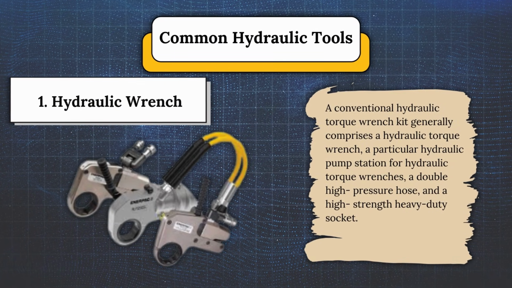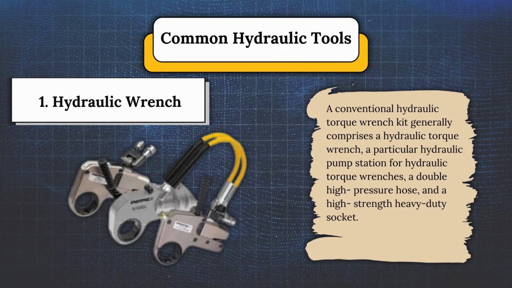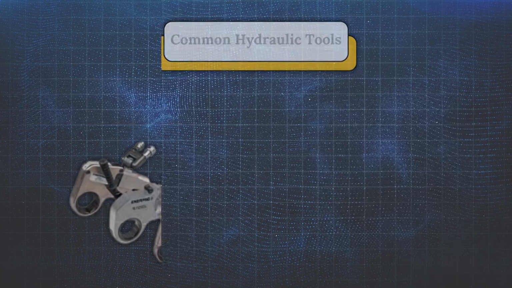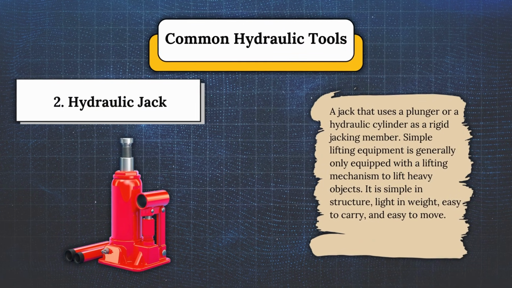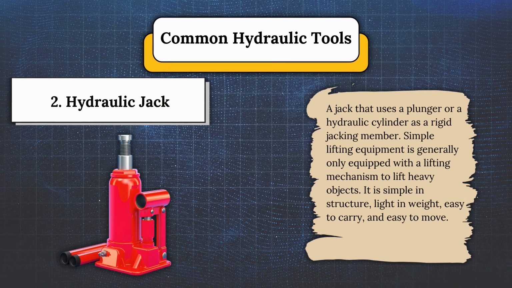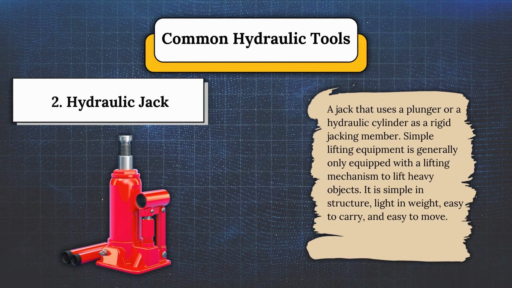Number 1. Hydraulic wrench. A conventional hydraulic torque wrench kit generally comprises a hydraulic torque wrench, a particular hydraulic pump station for hydraulic torque wrenches, a double high-pressure hose, and a high-strength heavy-duty socket. Number 2. Hydraulic jack. A jack that uses a plunger or a hydraulic cylinder as a rigid jacking member.